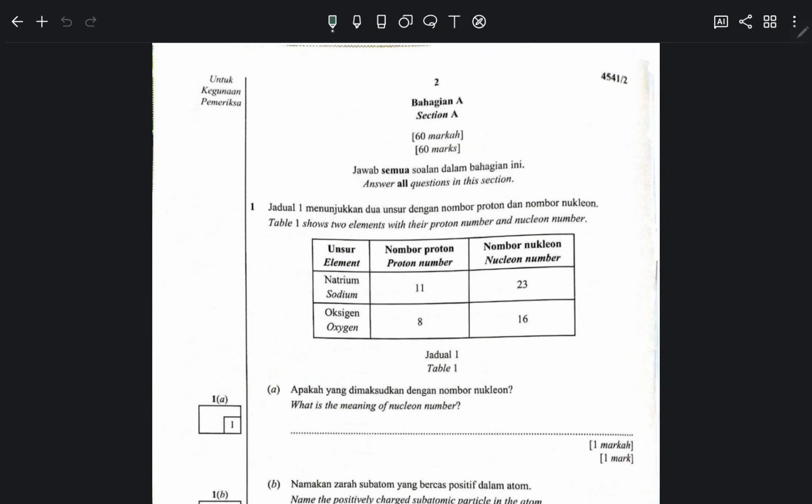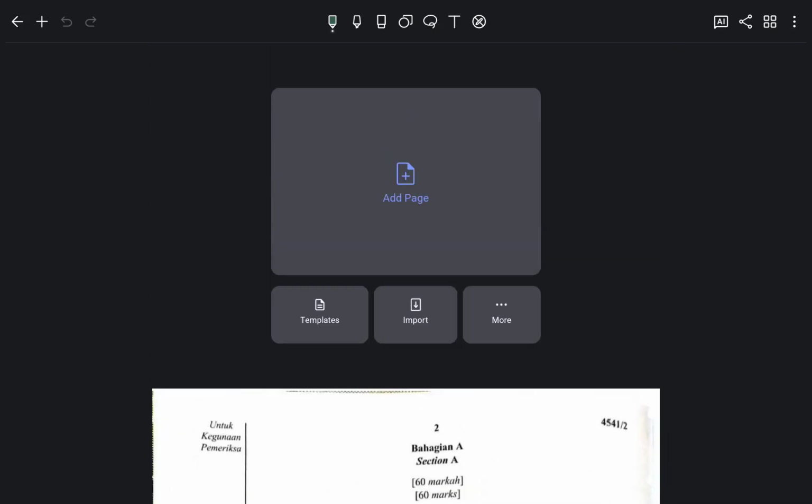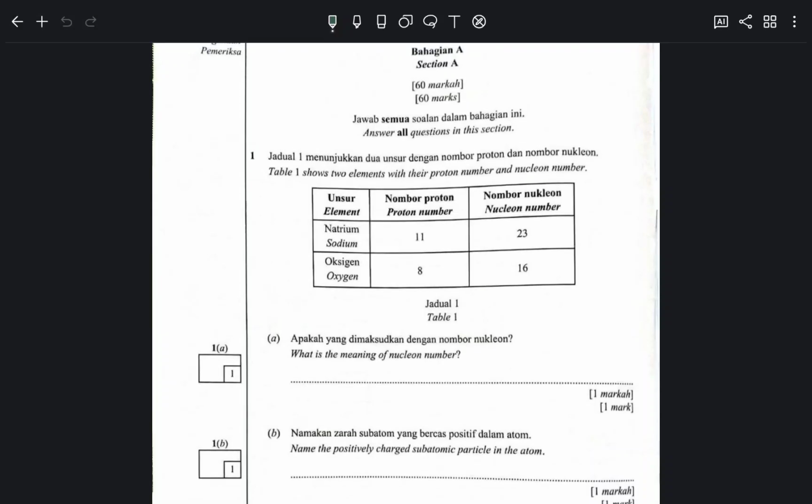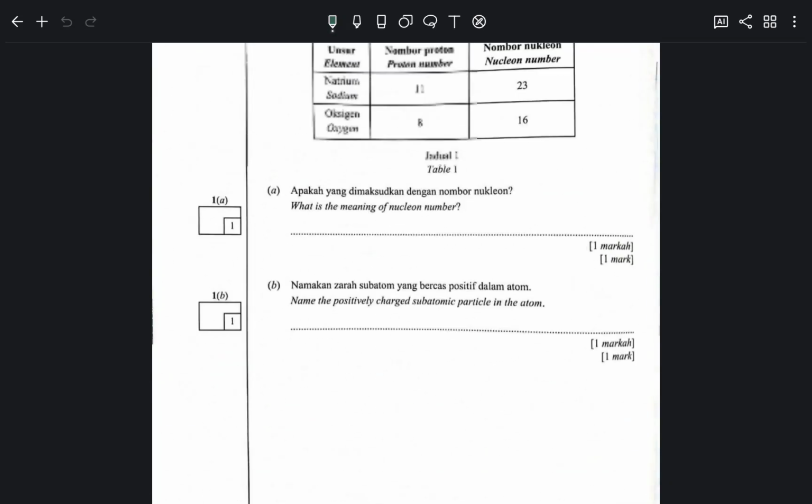So for today, I want to continue with two questions as a topical practice which suits both Form 4 and Form 5. Both can watch. This question is an extraction from a 2021 trial question, if I'm not mistaken, from Selangor.